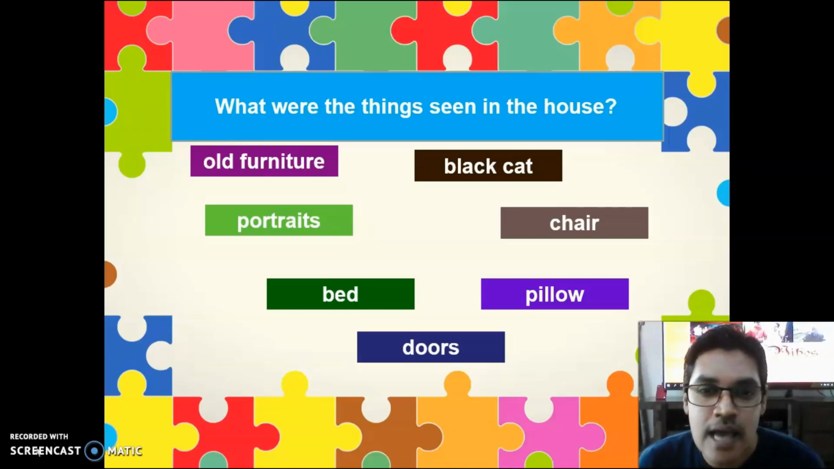What were the things seen in the house? I had some ideas. These are the things that I put: old furniture, portraits, bed, doors, pillow, chair, and black cat. These are some examples that I had. You can add on to these ideas so that you have a variety of ideas to describe the things that you saw in the house. Now let's move on to the next slide.